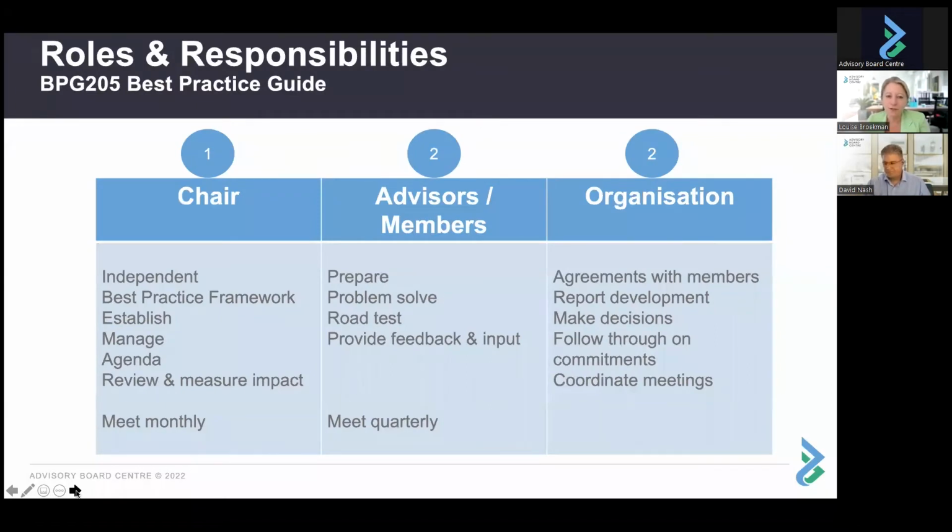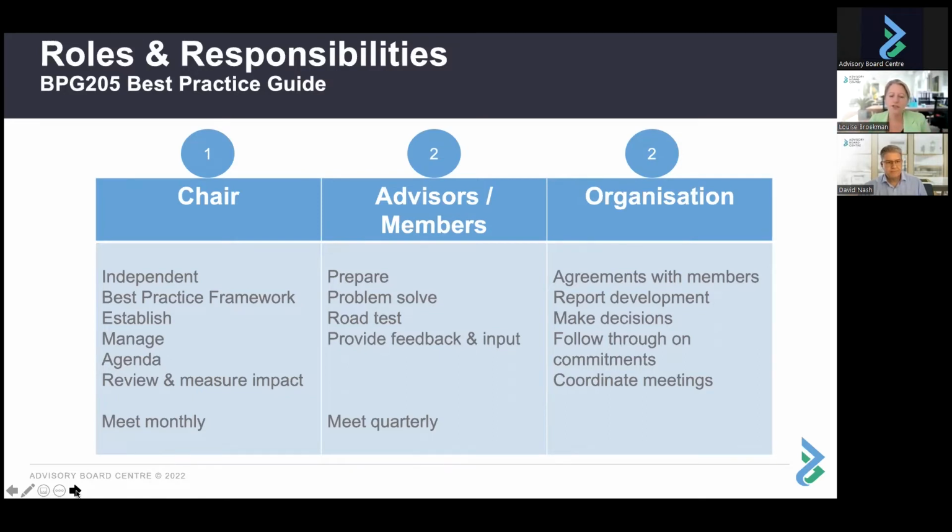Let's have a look at the roles and responsibilities best practice guide. For members, that's best practice guide 205. It really clearly defines the three different areas of roles and responsibilities. You have the role of the chair, then you have the role of advisors and or members, and I'll talk about that in a moment. And then you've got the role of the organisation. It's really important in the establishment phase in an advisory board to really map out who does what, what you do and what you don't do. And that's really important for managing expectations across these three groups.